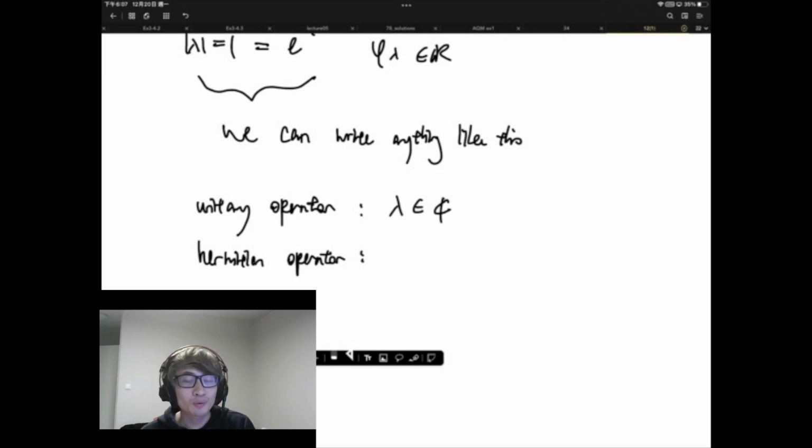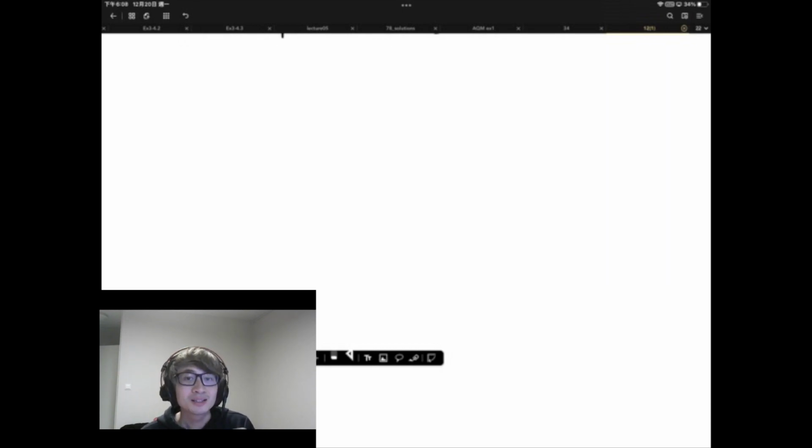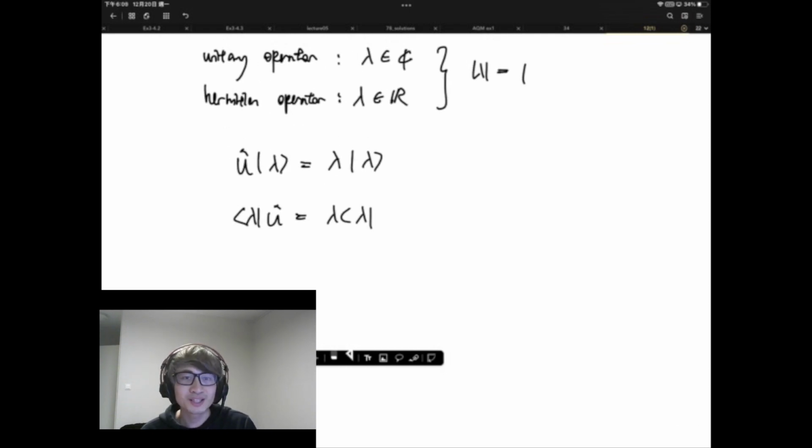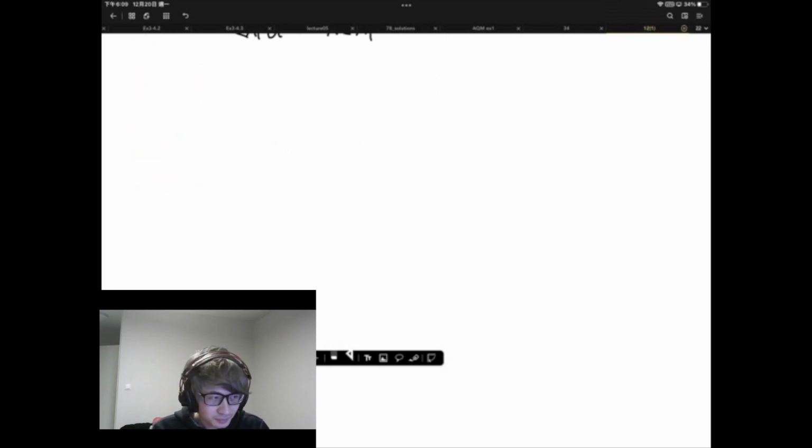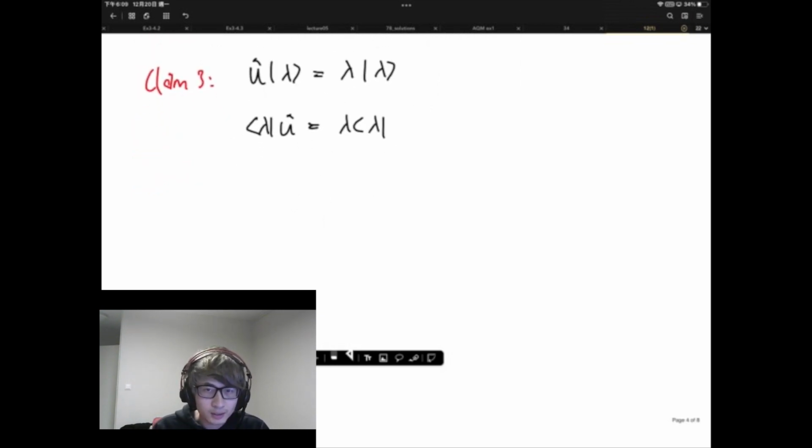The unitary operator acting on the eigenstate gives the eigenvalue times the eigenstate. And then what we can expect is that the bra vector acted on by the unitary operator gives out the eigenvalue of the bra vector. So the unitary operator acting on the eigenstate is equal to lambda. So the proof is as follows.